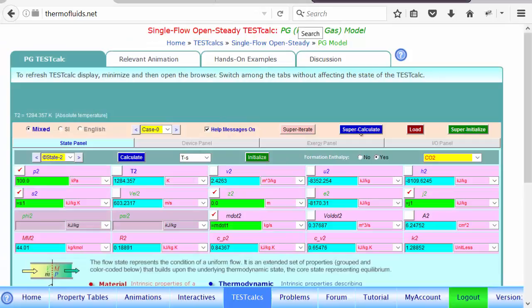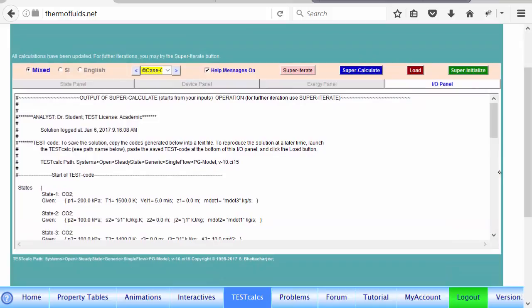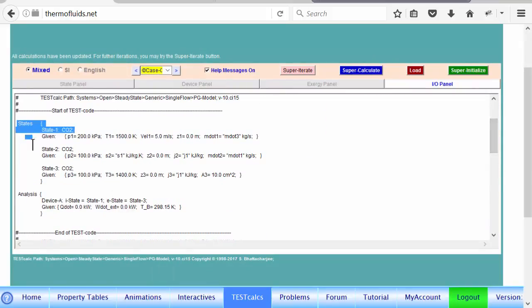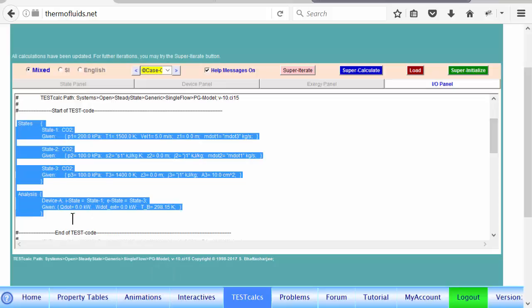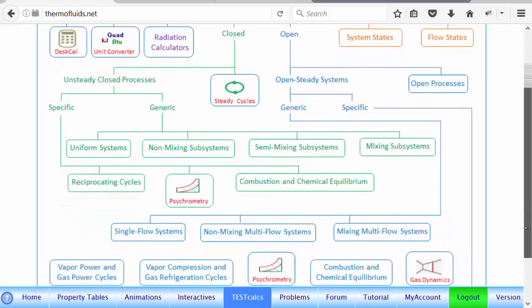So some of the features could be, if you click the super calculate button, I'll just highlight one little feature, that it will produce the detailed output, but more importantly, a few lines of code, which is called the TEST code. Essentially, these are what are known about the problem. Suppose you copy this code and save it for later use. I can show you how it can be used. Because perfect gas and ideal gas models are kind of cousins of each other, then we could go and use the same TEST code, because the known quantities are the same, for the ideal gas model.